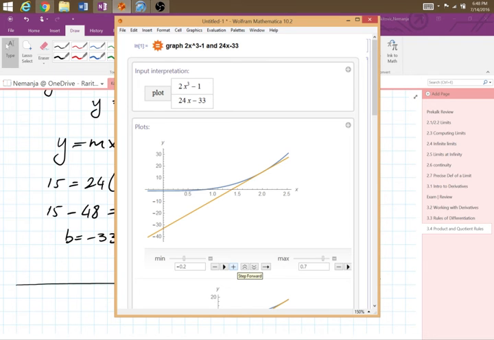Graph 2x cubed minus 1 and 24x minus. I didn't even say y equals, because the computer is going to pick that up. It's programmed that way. So just don't be lazy, right? If you care about this stuff, you want to learn it, all you need to do is to type it in and check, and then with that, the greater understanding will come along.